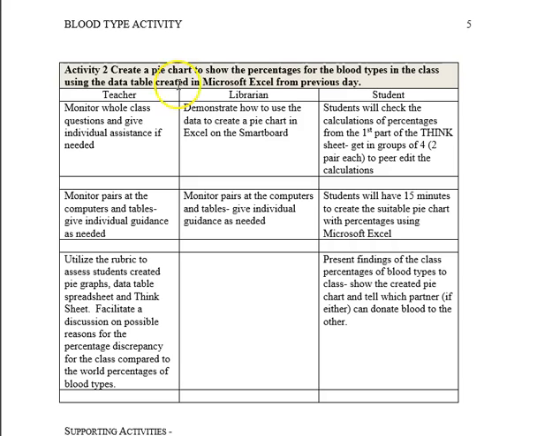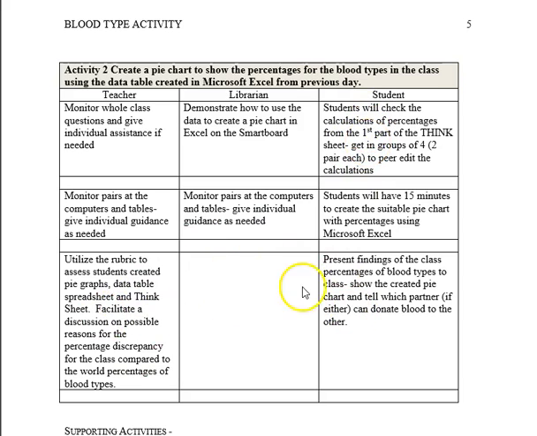And then at that point in time, the students will be checking their calculations and they'll have their think sheet. They'll get in groups of 4, 2 pairs each to double check each other. Then the next part, the students are the ones that are leading. They're the ones who have 15 minutes to create their pie chart while the other group is doing that checking of the calculations.